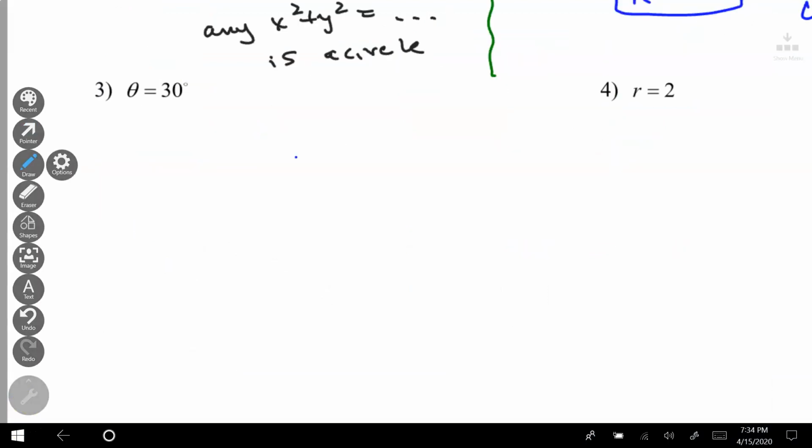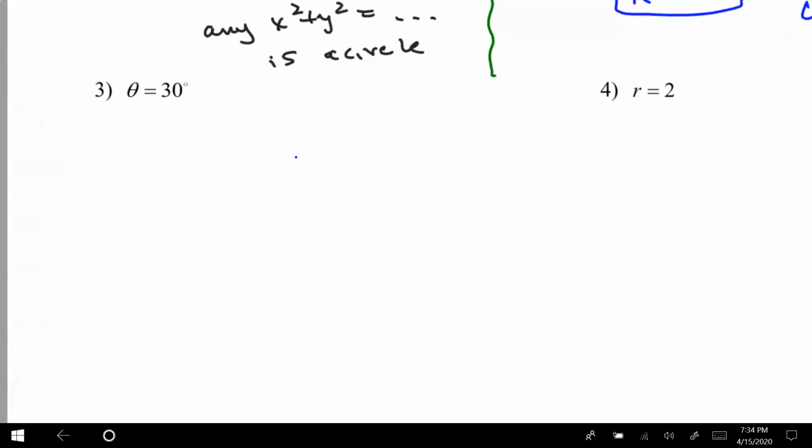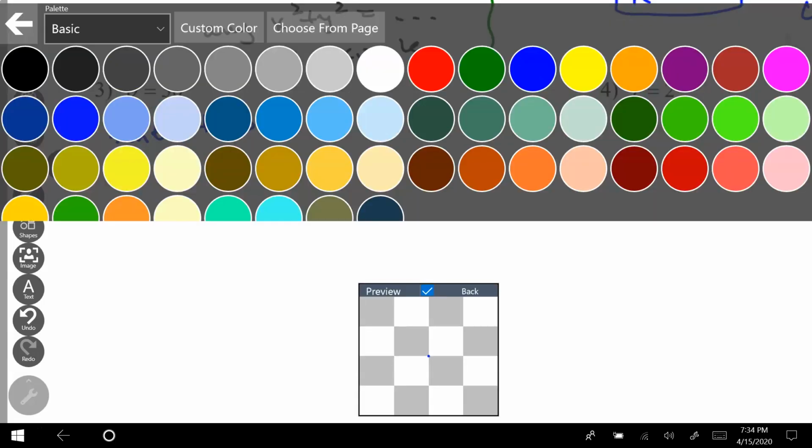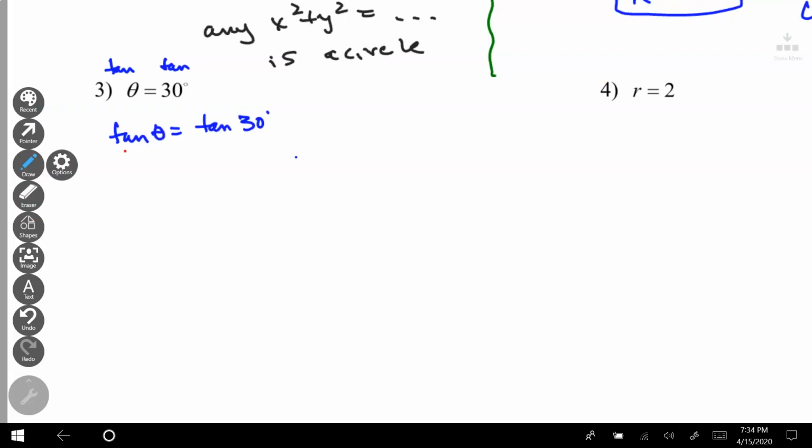So this next problem, I don't really have a simple fix for theta, but I could take tangent of both sides, and I get tangent of theta is equal to tangent of 30 degrees, and tangent of theta can be replaced with y over x. That is one of my substitutions from the Big Four.